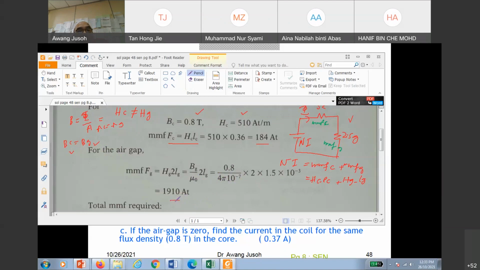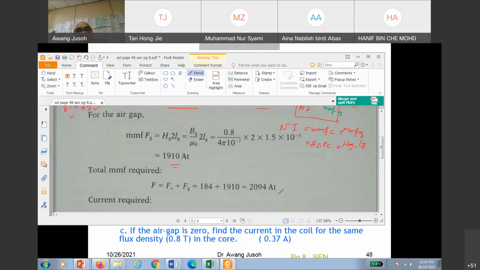Again, in this example, the MMF at the air gap is much higher than at the core. This one is 1910, this one only 184. So you can see the difference. If you want to know the total MMF, you add these two because it's a series circuit: MMF at core plus MMF at air gap. Then you get the total.